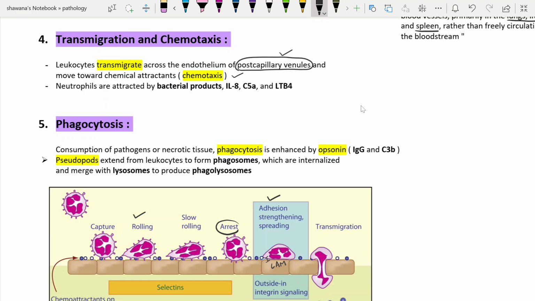The four important chemotaxin molecules that cause neutrophil chemotaxis, which I mentioned in the previous video, let's revise them. First are the bacterial products. Then second are interleukin 8, complement C5a and leukotriene B4. IL-8, C5a, leukotriene B4 and bacterial products cause the chemotaxis of the neutrophils towards the tissue.